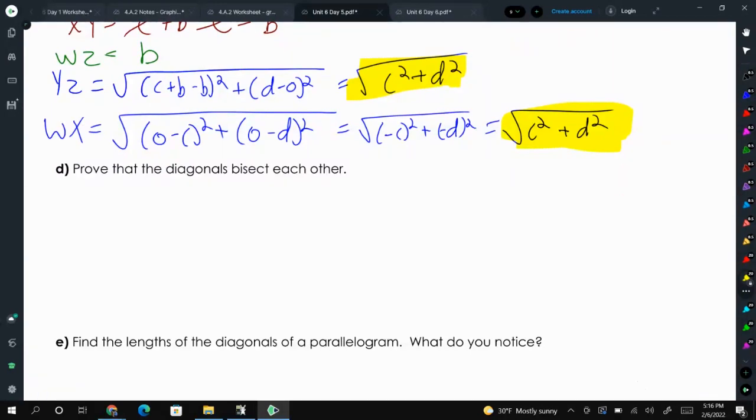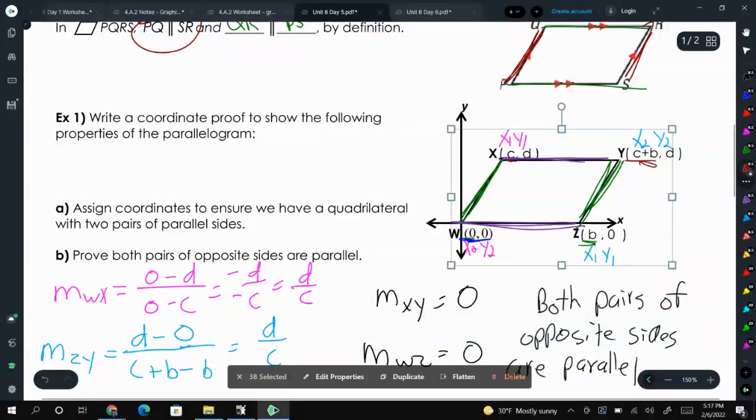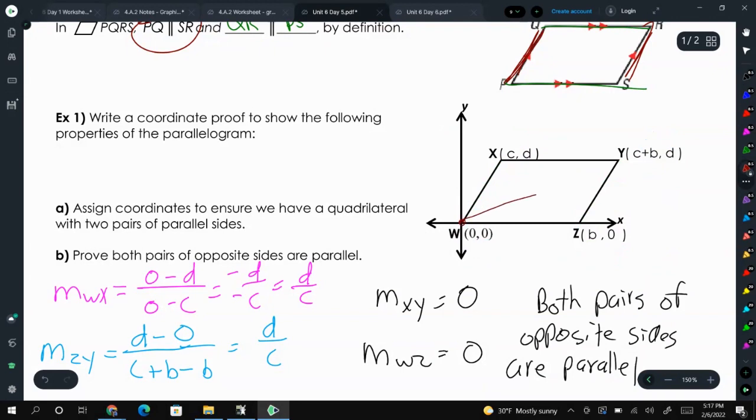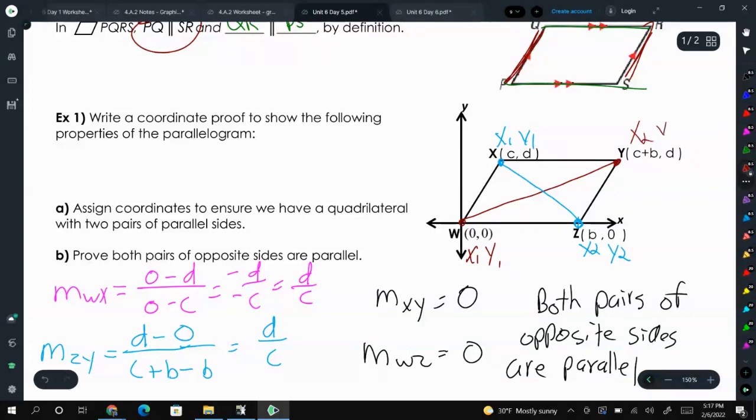Prove that the diagonals bisect each other. So now we're going to find the midpoint of the diagonals. I'm going to erase my labels right here because now I'm going to have new x1s and y1s. I want to find the midpoint of these 2 segments, and they should be the same. The midpoint of my brown line and the midpoint of the light blue line should be the same. So x1, y1, x2, y2, and then in brown, x1, y1, x2, y2.